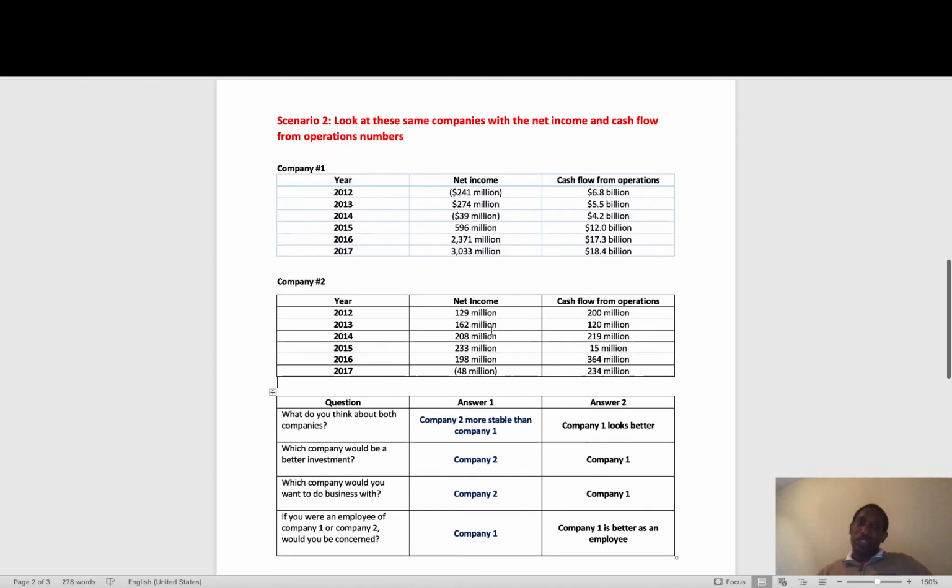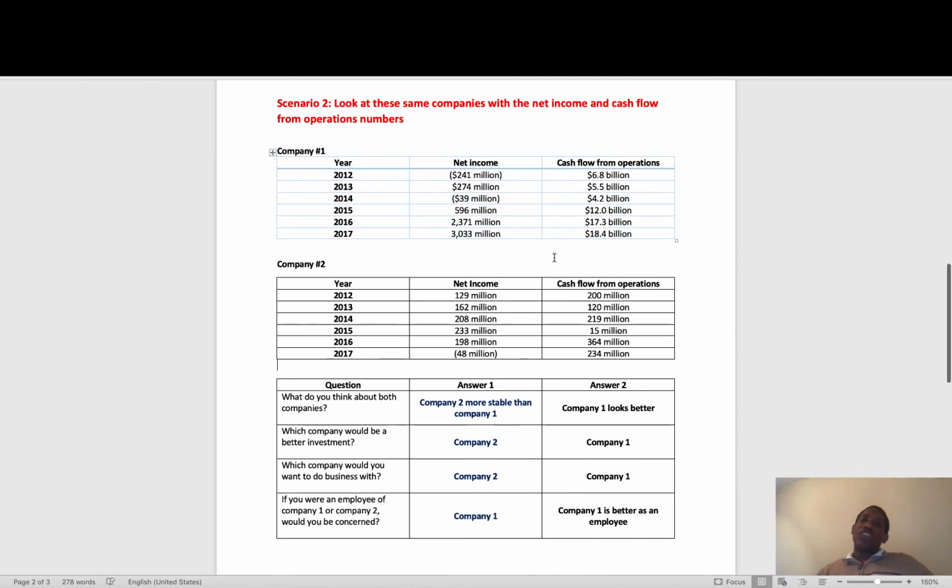So the point of this introduction is that without the cash flow statement, you have an incomplete picture of what a company's financials look like. It's not enough to look at the income statement, statement of equity, and balance sheet. You also need to look at the cash flow statement.